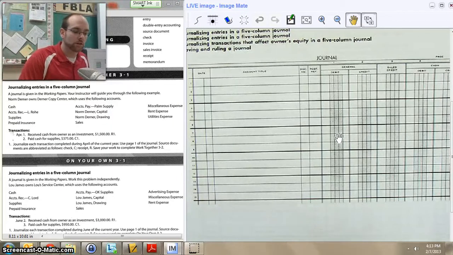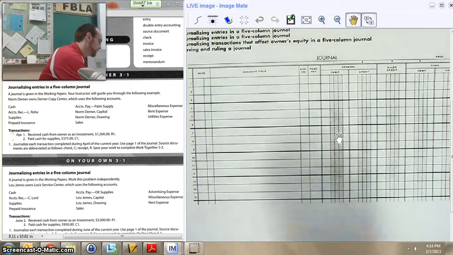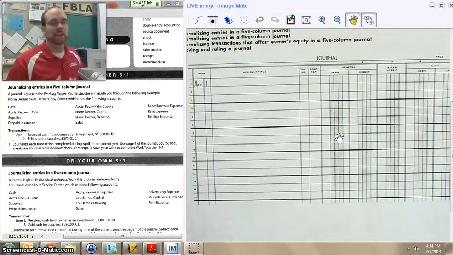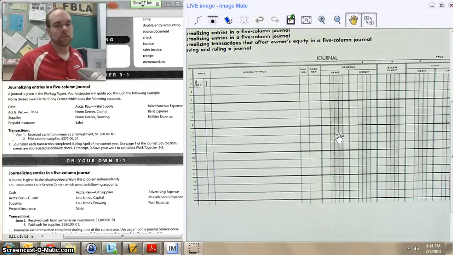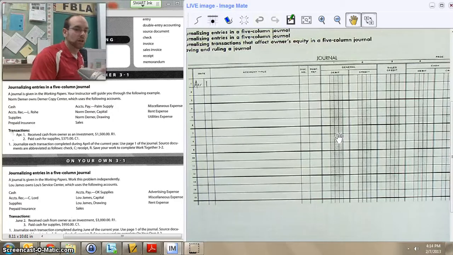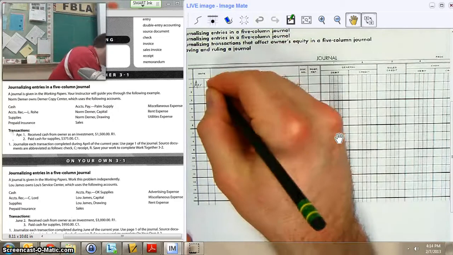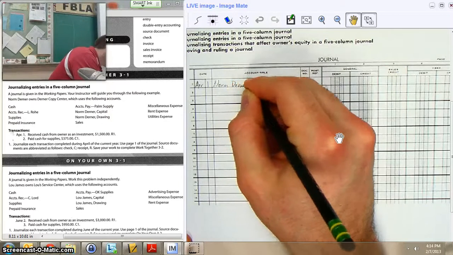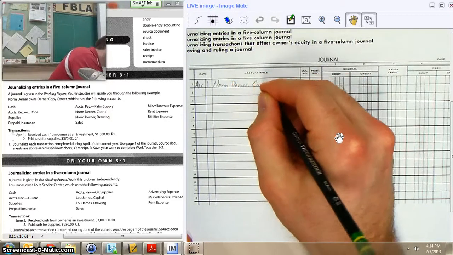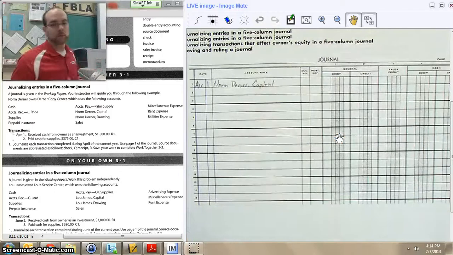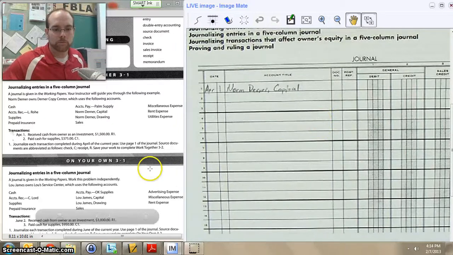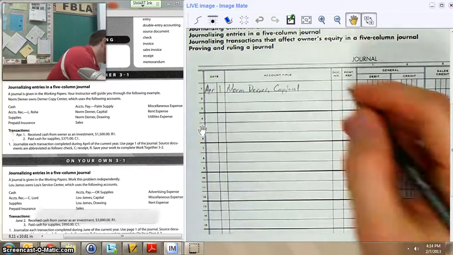The first thing that we want to do in this journal is write the date. So we're going to write down the date, April 1st. And then the other thing is we want to write down the other account affected that's not cash. So that's going to be Norm Derner Capital. So we write that down. Now we need to get the document number. Where did we get that information from? That one came from R1, or receipt number 1, so we'll put that in the document number, R1.